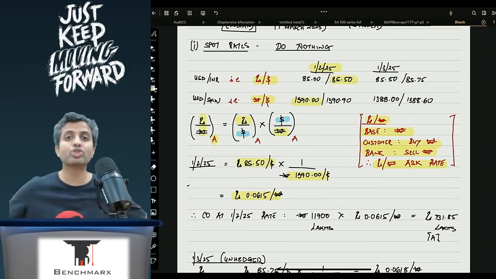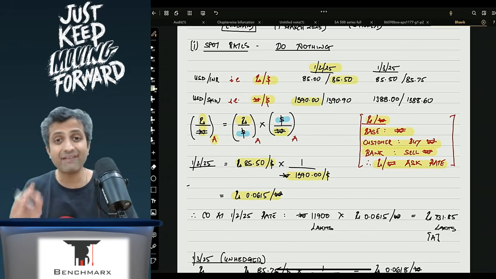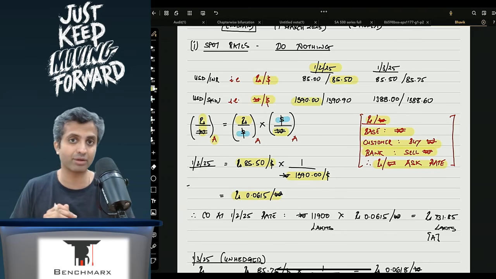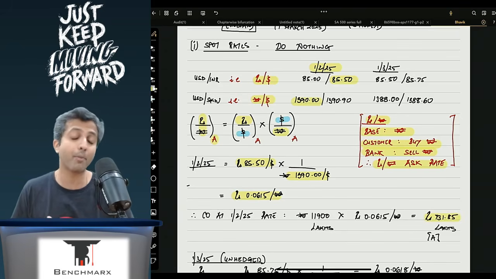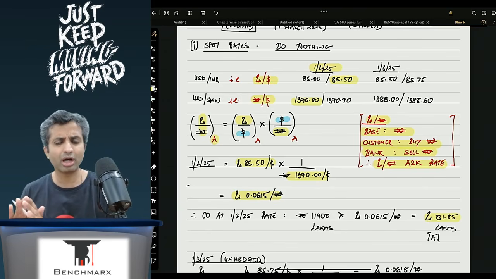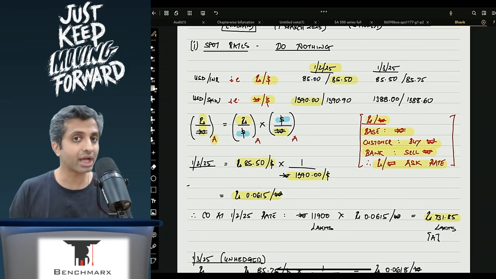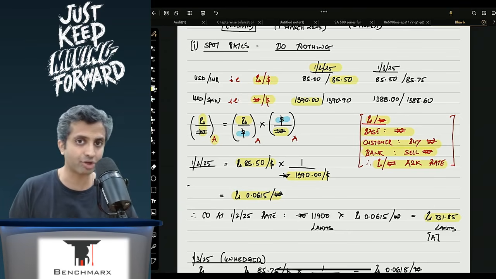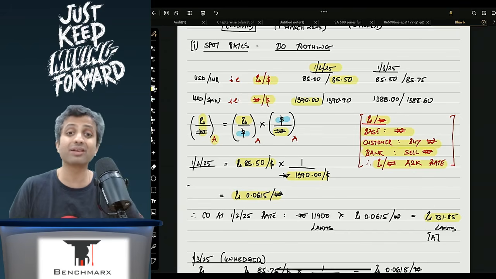So if there were no changes at all, then the cash outflow would be 11,900 lakhs into rupees 0.0615, and hence 1 and 1 will get cancelled. This will be 731.85 lakhs. So this will give you the cash outflow at the 1st February rate. However, your actual cash flow is going to happen on 1st of March, and hence you need to find the cash flow under the 1st March rate.